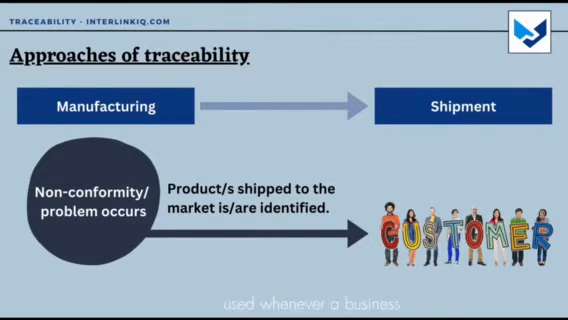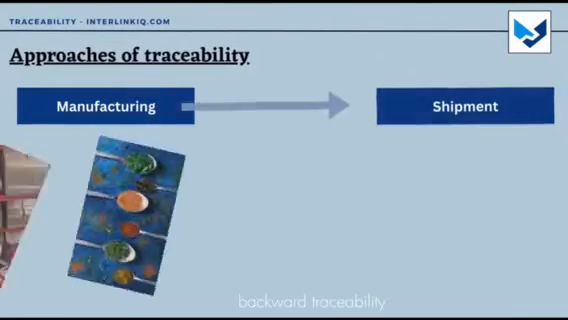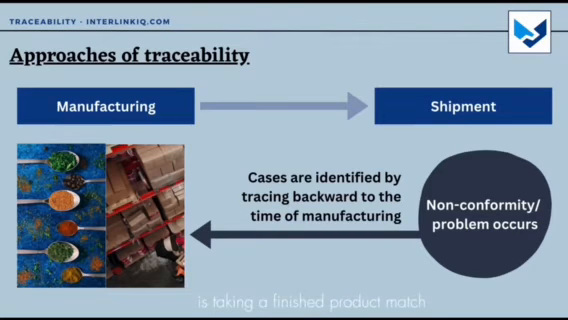This is usually used whenever a business or organization wants to determine to which customers the non-conforming material reached or possibly affected. Backward traceability, on the other hand, is taking a finished product batch and tracing back from customer back through the process, including intermediate products, to batches of raw materials used. This is specific for the finished product batch. This approach is frequently chosen whenever a client complains about a finished product and the business wants to determine where in the process anything went wrong.